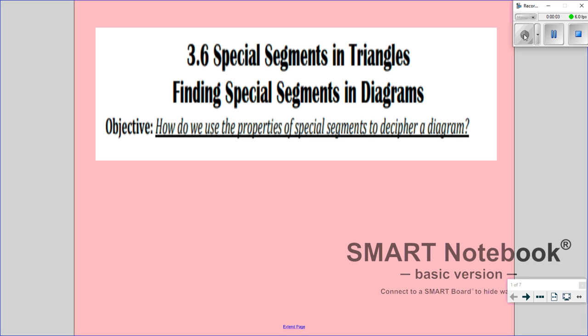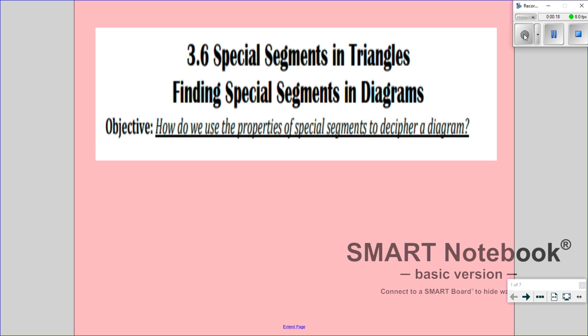Hi, this is the third part for 3.6 special segments in triangles. You're going to be finding special segments in diagrams. So the objective is how do we use the properties of special segments to decipher a diagram.